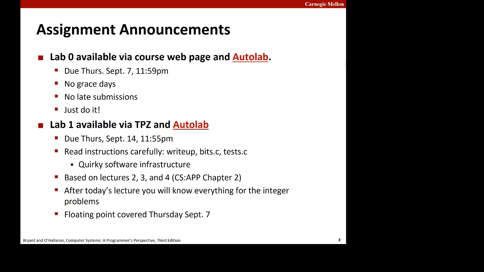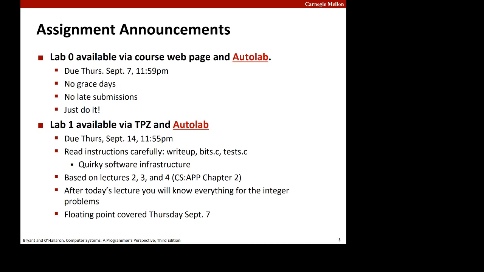In Lab 1, by the way, I'm not sure if AutoLab is working quite right yet as far as submissions. So if you're really out early and you want to submit it today, it might not work. We're tracking that down. But you can certainly get started on the lab as it is.